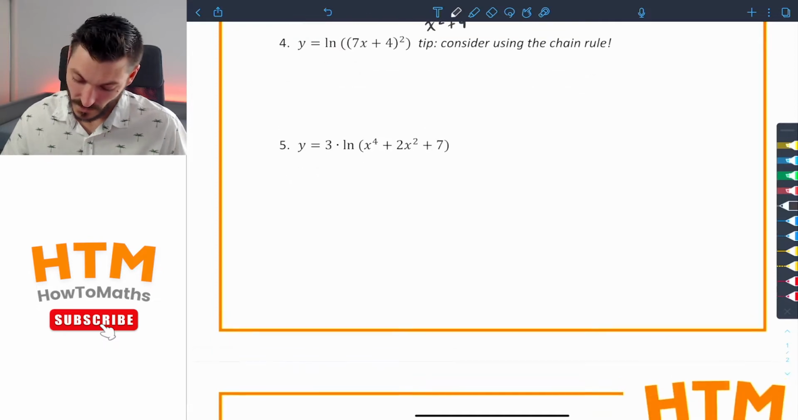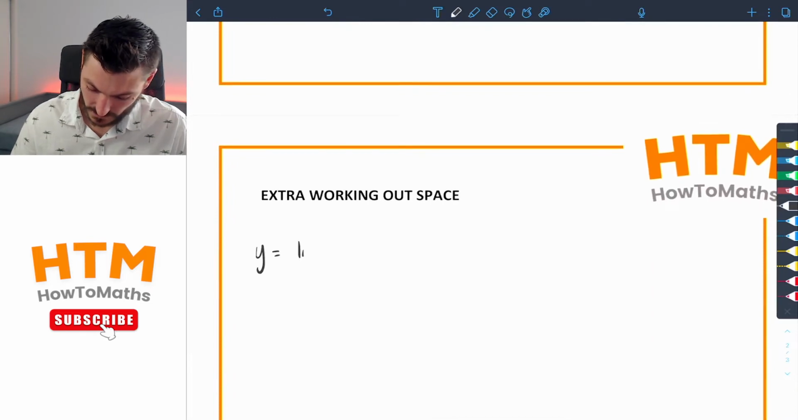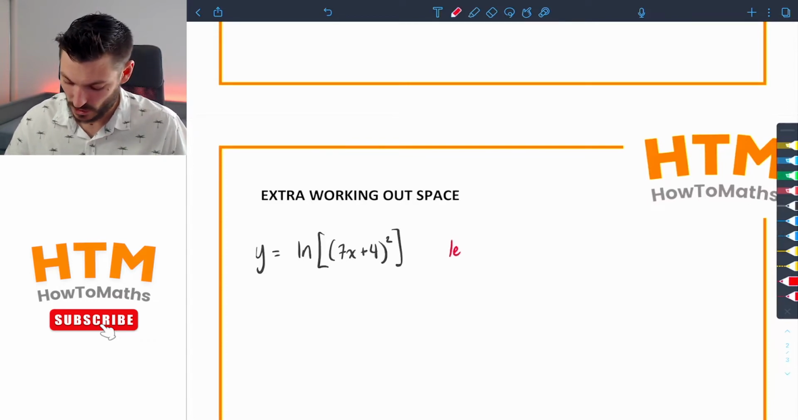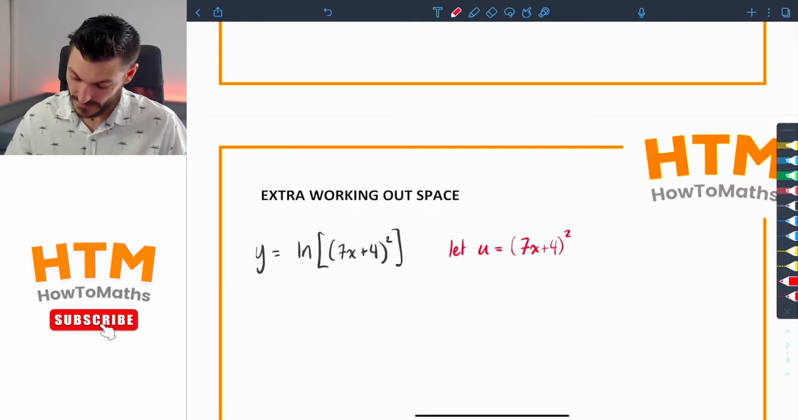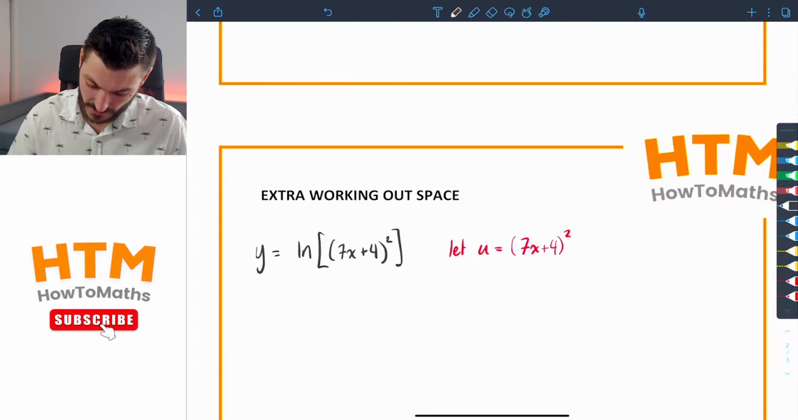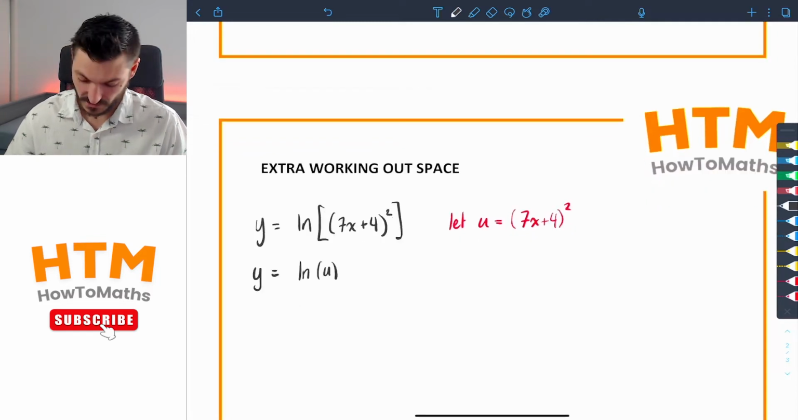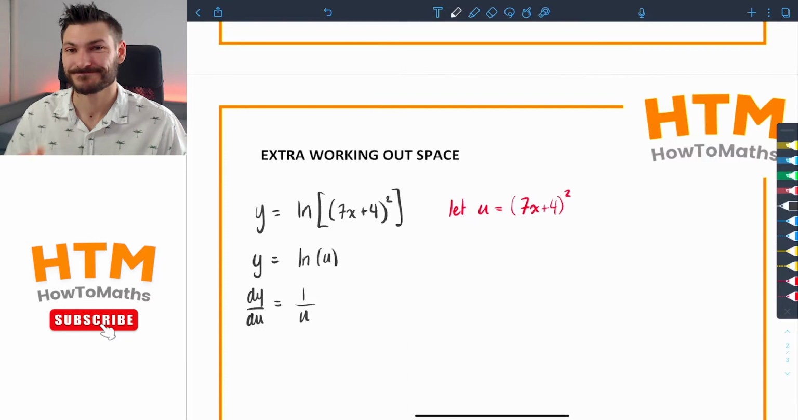So y equals ln of (7x plus 4) all squared. Okay, so I'm going to write over here, let u, this is my chain rule in action, let u equal (7x plus 4) all squared. Therefore, that's going to mean I now rewrite this equation as y equals ln of u, which is going to derive nicely. So the derivative of y, but this time with respect to u, not x, is going to be 1 on u. Nice one.